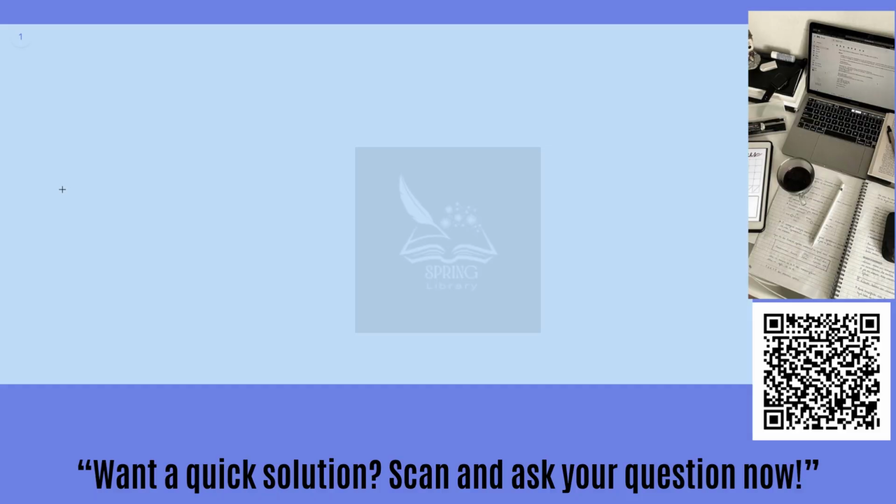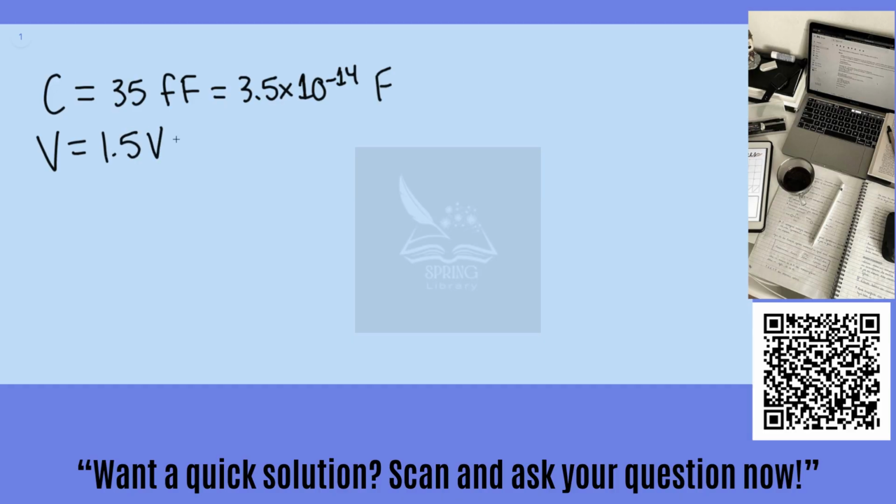So the first question is asking us how many electrons need to be present in order to maintain this charge. So we have C, the capacitance, is 35 fF. This stands for femtofarads, so this would be 3.5 times 10 to the negative 14th. Again, there are 10 to the 15th femtofarads in every 1 farad. So this would be 3.5 times 10 to the negative 14th farads. And V is equal to 1.5 volts. And again, this is only when charged.